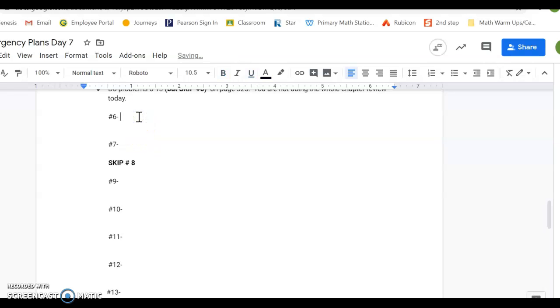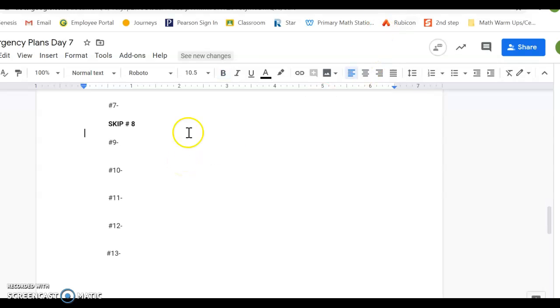So I'm just making up an answer. Let's say the area was 50 units squared. You're going to type the correct answer. You're going to do the same thing for number 7, skipping number 8, and then going ahead through 9 through 13.